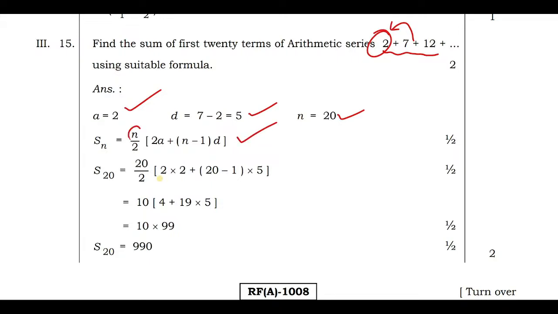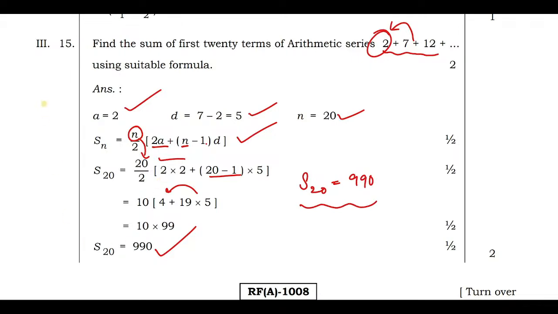Now substitute the value n as what? 20. 20 by 2 into 2 into a is 2 into 2 plus n value is 20, 20 minus 1 into 5. Now 20 by 2 is 10. 2 2s are 4. 20 minus 1 is 19 into 5. 95 plus 4 is 99 into 10 is 990. The sum of 20 terms is 990.